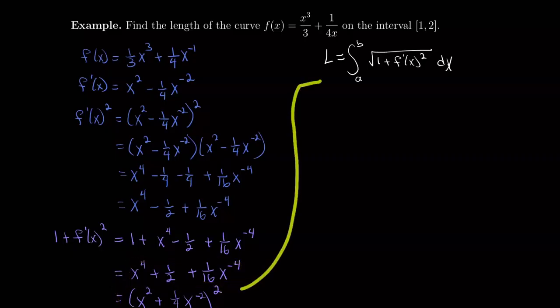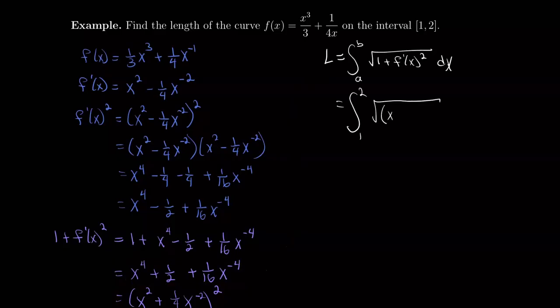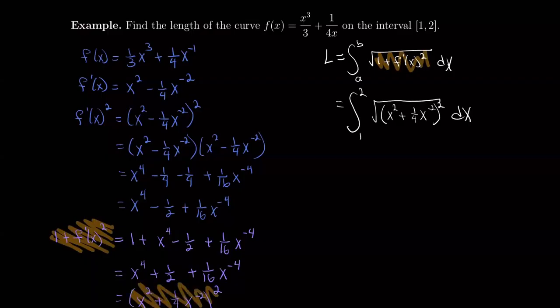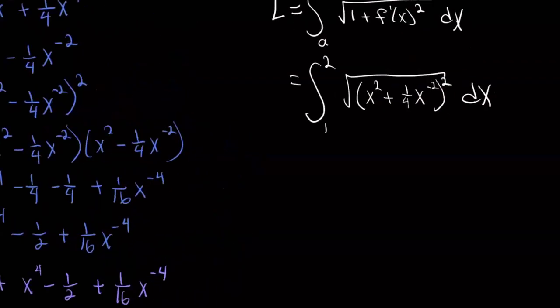Okay, all that to say, this is then going to become the integral from 1 to 2 of the square root of x squared plus 1/4 x to the -2 squared. 1 plus f prime squared turned into this binomial squared. All right, now it becomes really easy. So if you need to pause and rework that algebra, feel free to. But now we're just going to pick up our pencil and do the calculus. Now the calculus is pretty easy.